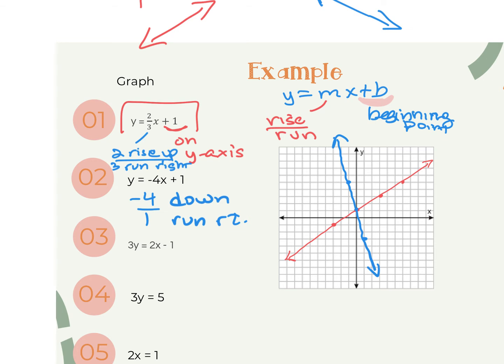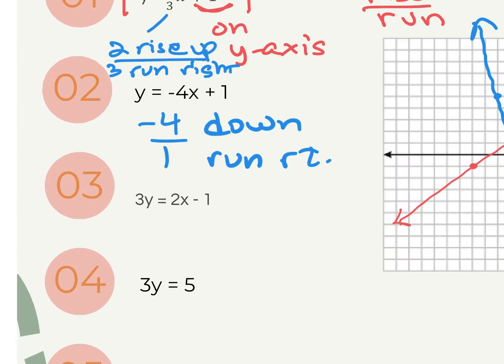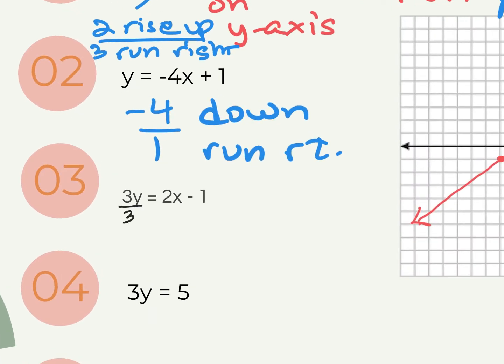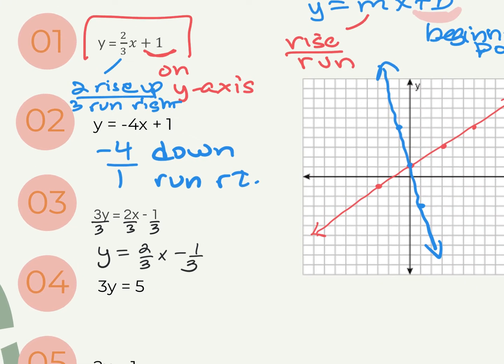Now, you can also graph by finding the x and the y intercepts. And I'm going to show you this one both ways. So if I just want to put this equation into y equals mx plus b, I'm going to divide both sides by 3. And I get y equals 2/3 x minus 1/3. Now, notice my y-intercept is a fraction. Okay, so I'm going to have to move it from between thirds. So I'm going to start here at negative 1/3, and then I'm going to rise to run 3.